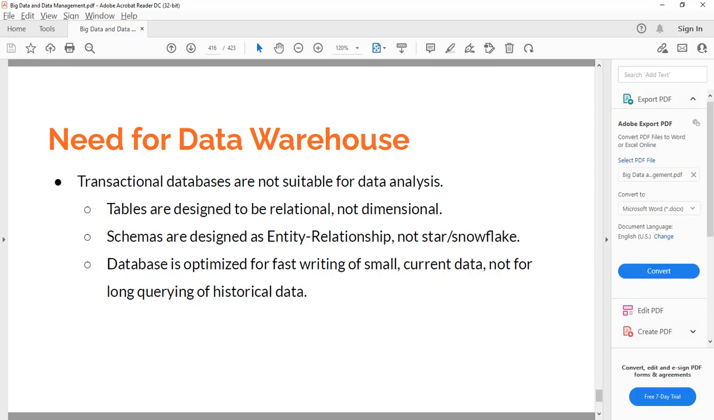Another issue is that the schemas are designed as entity-relationship models. You have complex joins and relations. They are not really star or snowflake, so it's hard to perform dimensional analysis on top of this entity-relational model. Also, a transactional database is optimized for fast writing of small, current data. They're not designed for long querying of historical data.